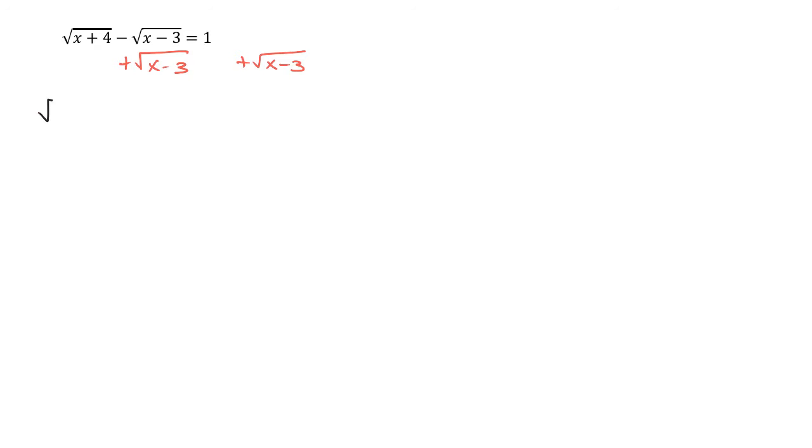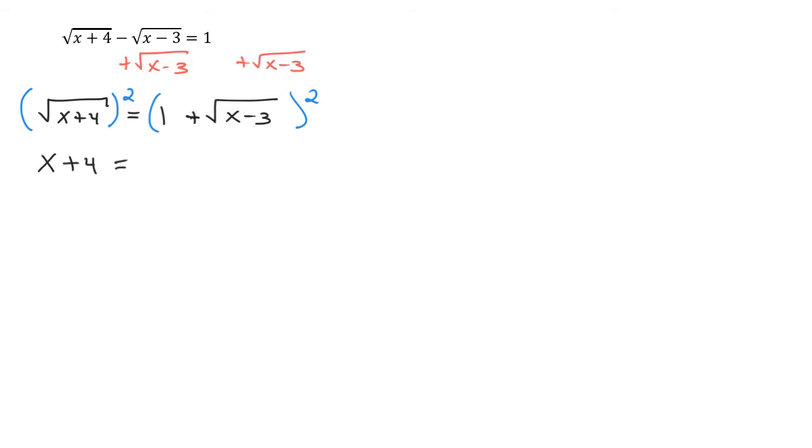If I do that, I get the square root of x plus 4 is equal to 1 plus the square root of x minus 3. This is not a big difference, but the benefit is that if I square both sides, the left side simplifies really nicely. Squaring the square root leaves me with just x plus 4. So one of the square roots is gone, and that's great. The unfortunate thing is we're left squaring out the right side of this equation, and that's going to be a little bit messy.